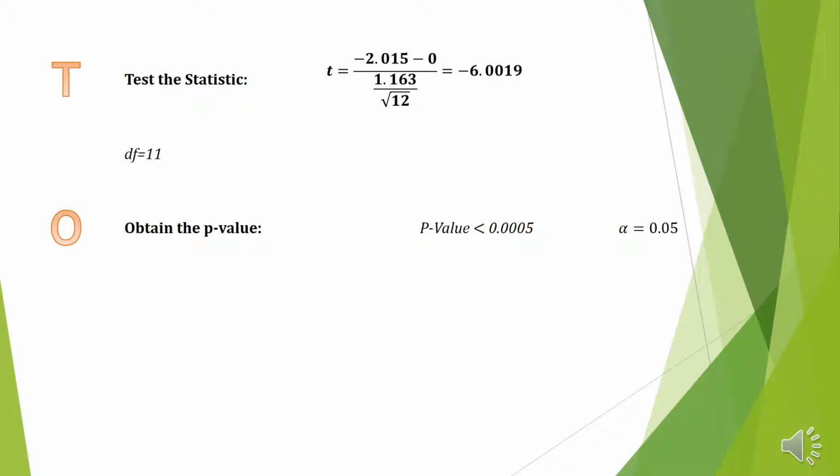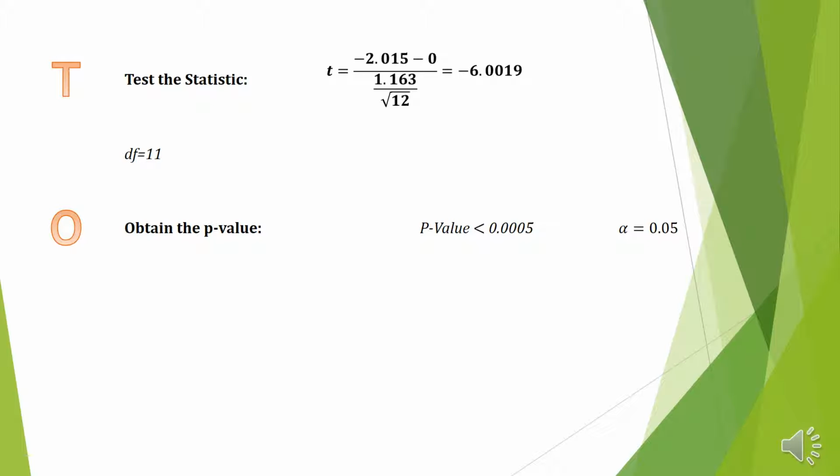To test the statistic, we plug in our values to our equation. So it would be t equals negative 2.015 minus 0 over 1.163 over square root 12. And this equals negative 6.0019.